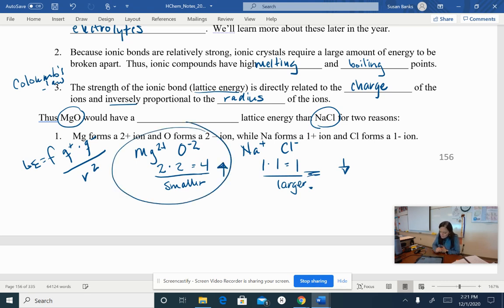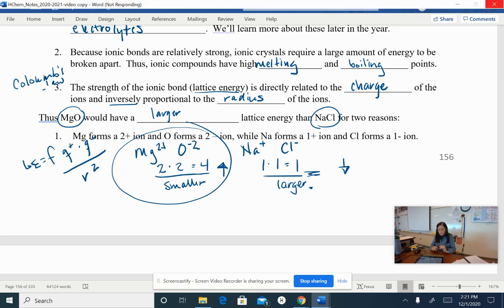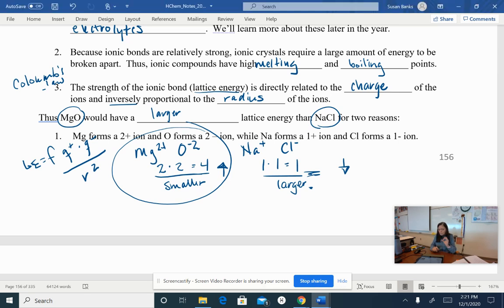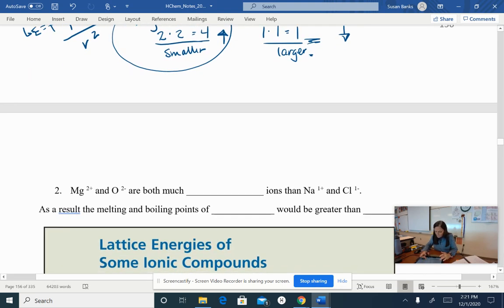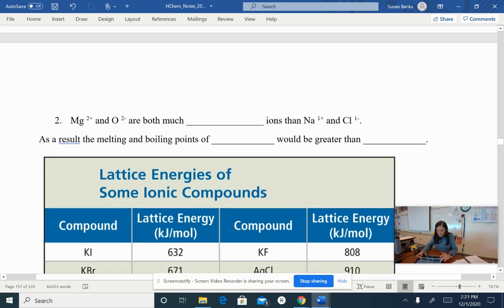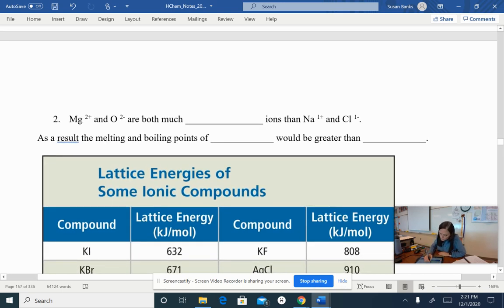So that means magnesium oxide is going to have a larger lattice energy than sodium chloride. Therefore, because it has a larger lattice energy, it's going to have a higher boiling point and a higher melting point, because it's going to take more energy to disrupt that lattice structure than sodium chloride. Okay? So magnesium oxide's ions are both much smaller than the ions for sodium and chlorine.